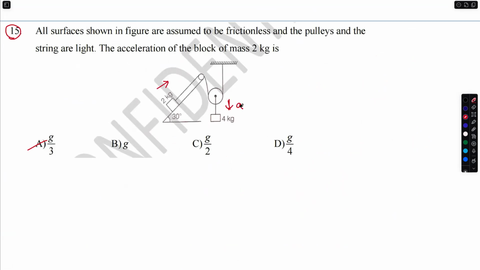2A. Very simple tension method. See, minus 2T times A is T times A dash, 0. So therefore, A dash is 2A. This will have 2A acceleration. And this is a tension.